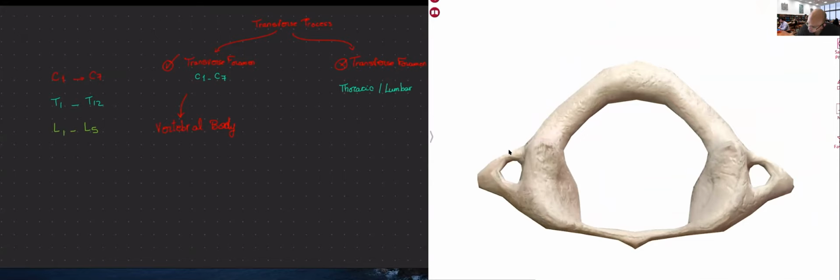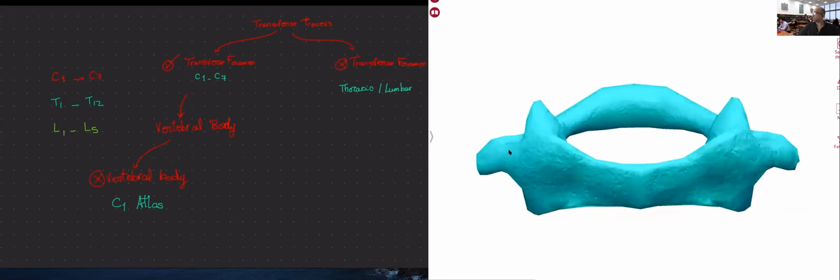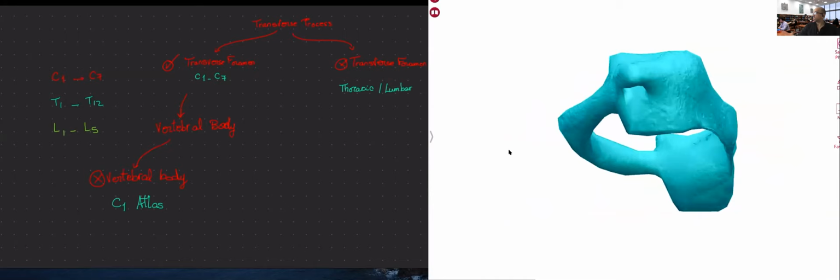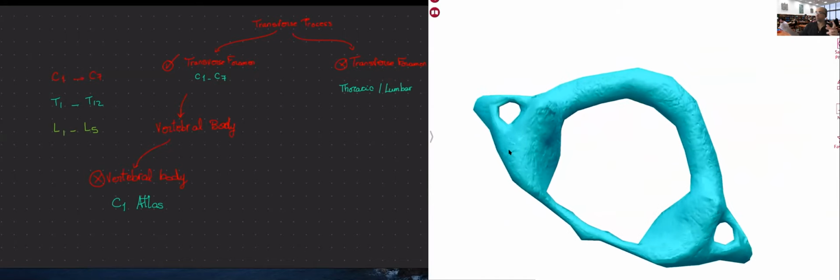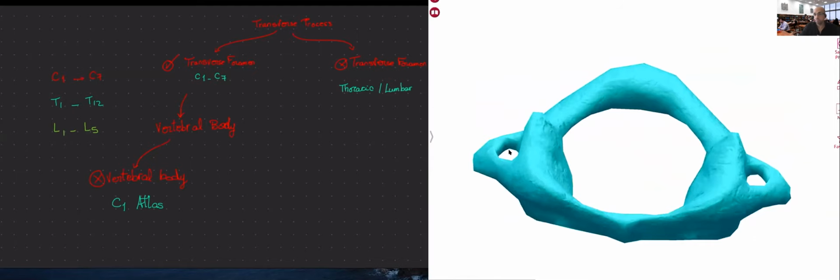No. So if I don't have a vertebral body, no vertebral body, this means I am looking at C1 or atlas. This is my atlas on here. This is my atlas, C1. How did I know? It's a cervical vertebra. First thing, it has transverse foramen. And the second thing, it doesn't have a vertebral body. This is atlas or C1.